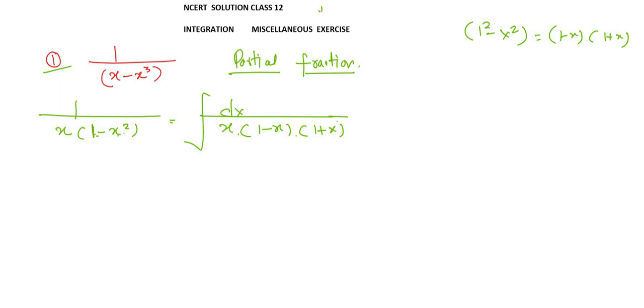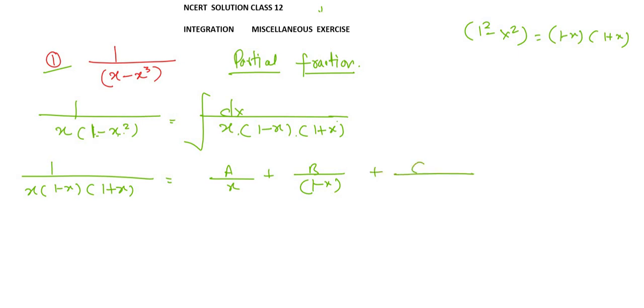So what will we do? We will use partial fractions. So that is how we use partial fractions. 1 minus x, 1 plus x. So a by x, b by 1 minus x, plus c by 1 plus x.